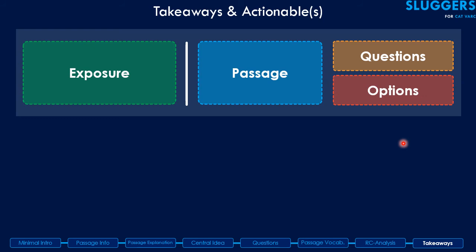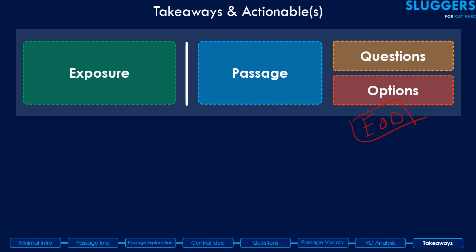For instance, there were a good number of incorrect options in this particular RC that could be categorized as errors of distortion, right? And if you find that you generally end up falling for errors of distortion, that means you need to work on those kinds of errors, right?